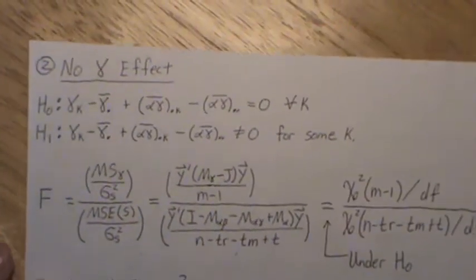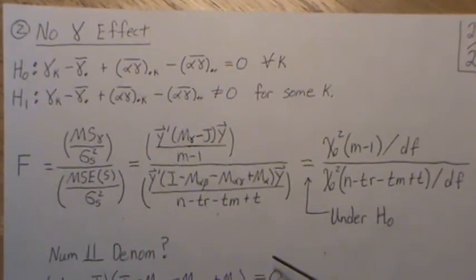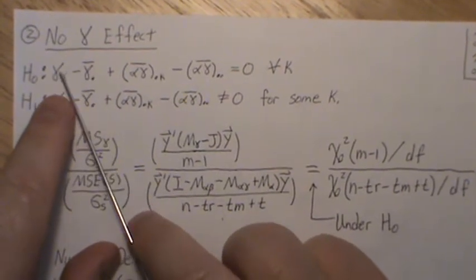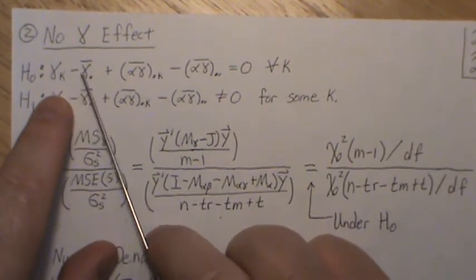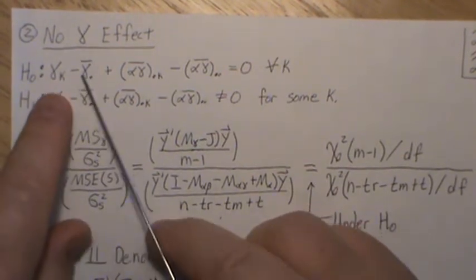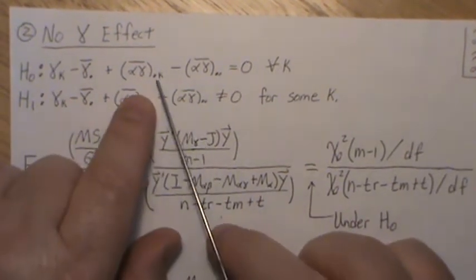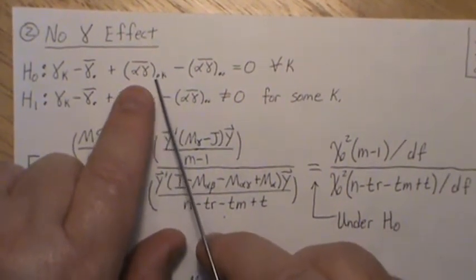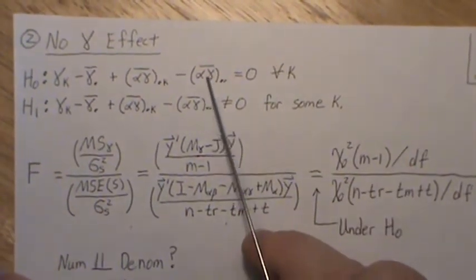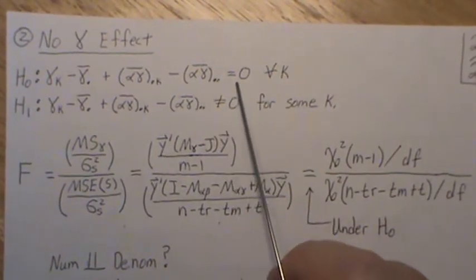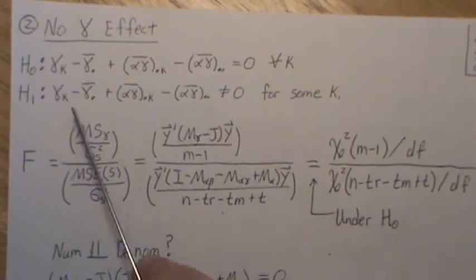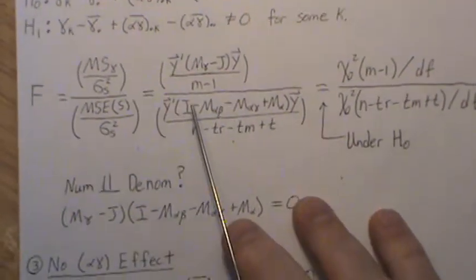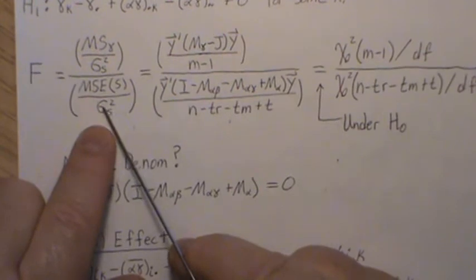Now, the test for no gamma effect is very similar. We want each alpha parameter to equal some overall mean. That means there's no effect. But that's the same as if we were to sum down across the interaction terms. All those averages have to equal some overall mean for those interaction terms, and they all have to be 0, and this for every k. And the alternative hypothesis is that something is not 0 for some k. And then we do the same. But notice the denominators here.